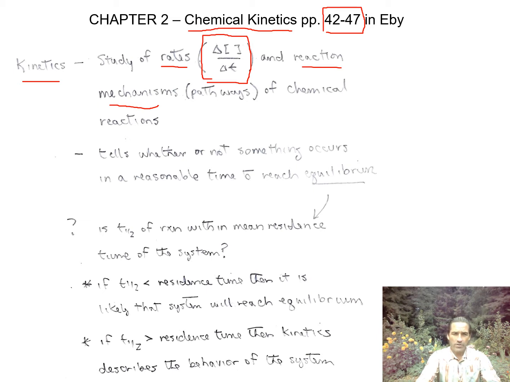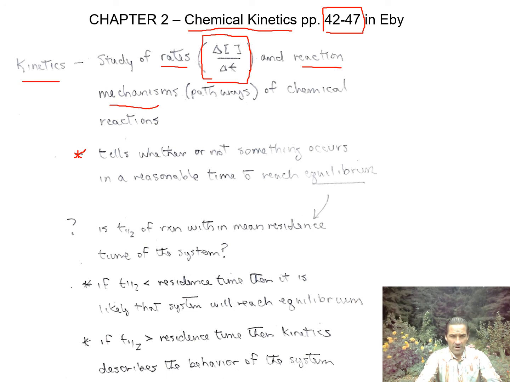Why is this important? Well, this is important because kinetics allows us to understand whether or not a system will reach equilibrium. That's very important for natural systems because we need to know whether the system is at equilibrium or not so that we can study it correctly.